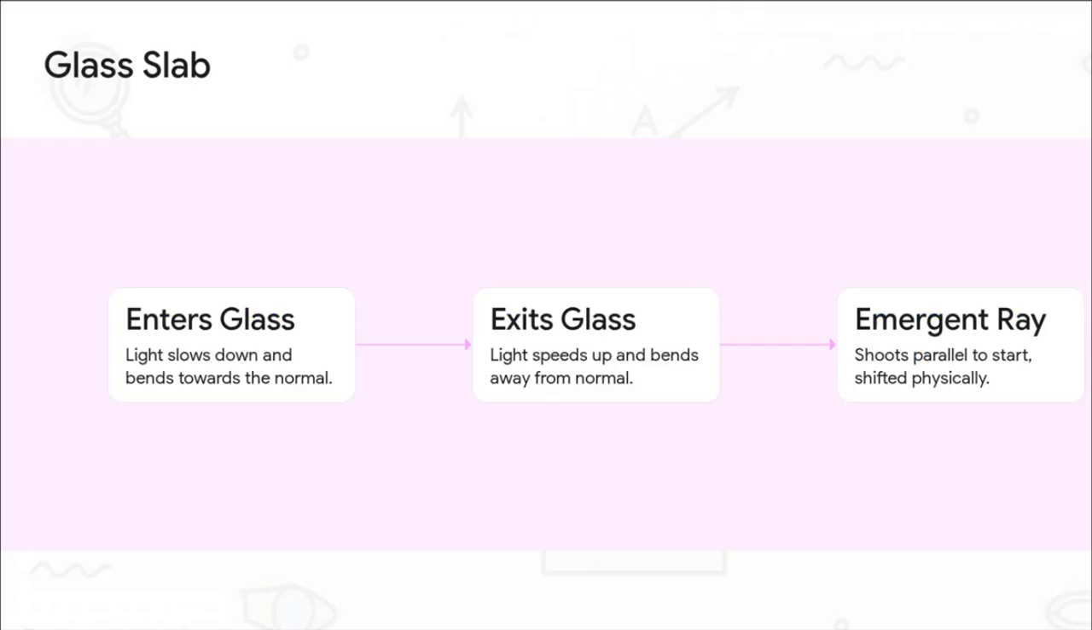Let's look at how this plays out in the famous rectangular glass slab experiment. First, light enters the glass from the air. It hits the denser medium, so it slows down and bends towards the normal. Second, it exits the glass back out into the air. It hits the rarer medium, so it speeds up and bends away. Now, because the top and bottom sides of the slab are perfectly parallel, the bending in exactly cancels out the bending out. So the final emergent ray shoots out perfectly parallel to its original path. It has literally just been physically shifted over to the side.